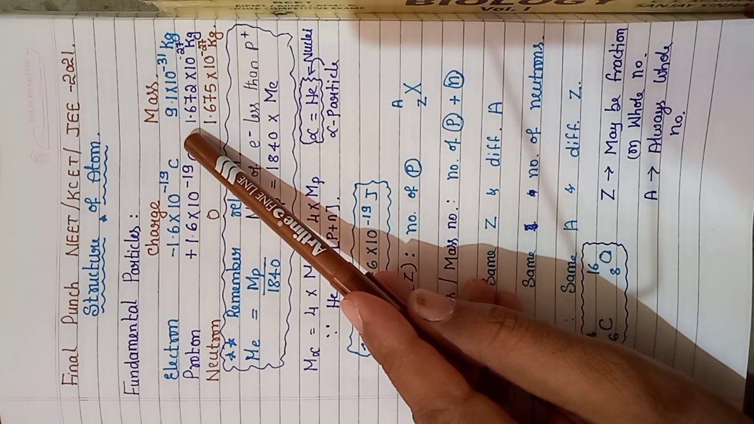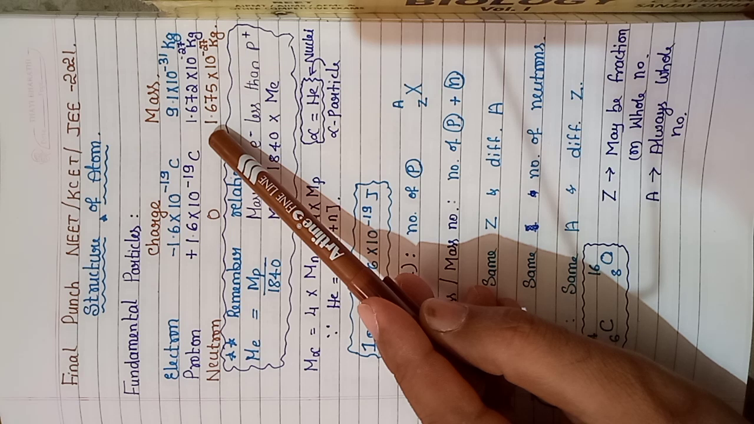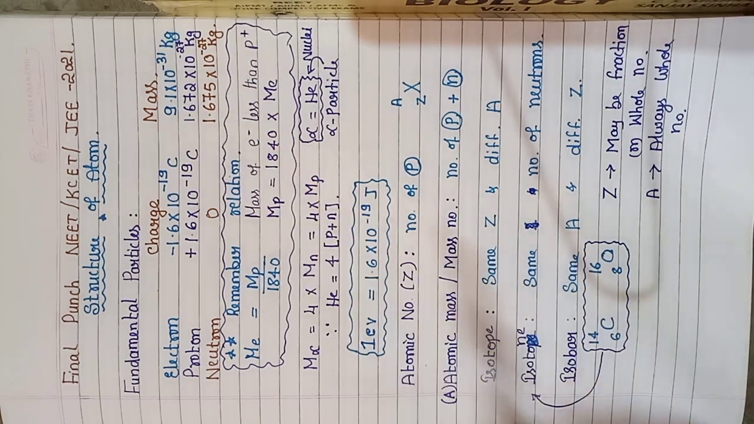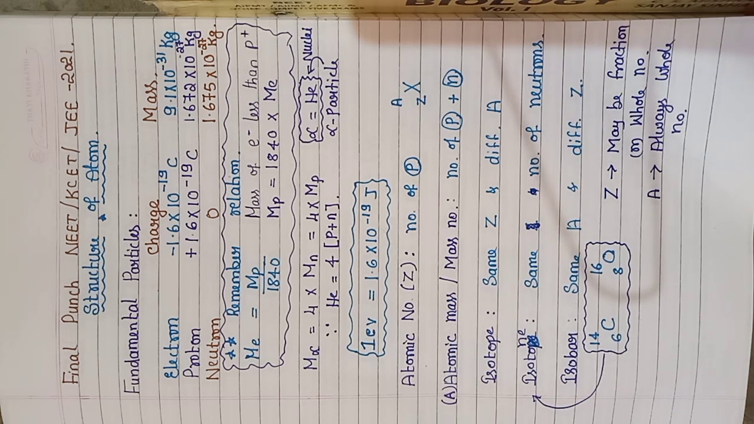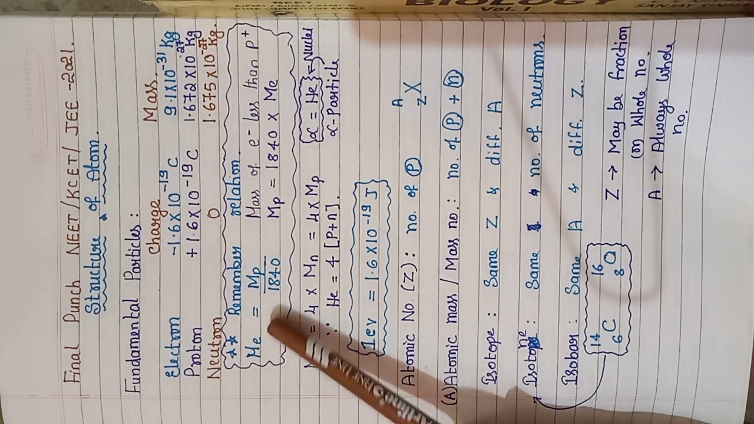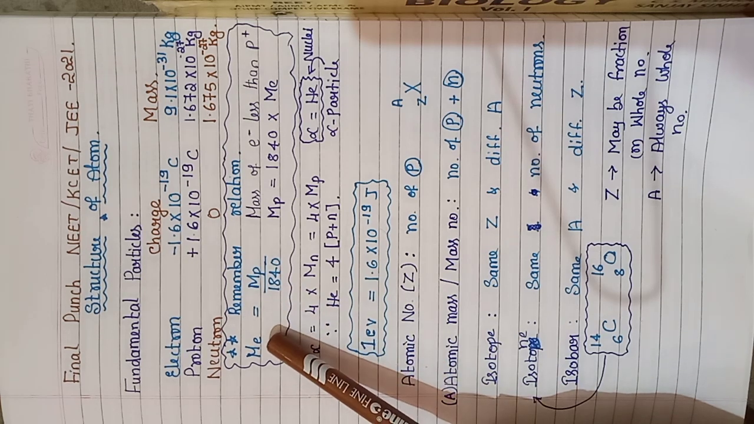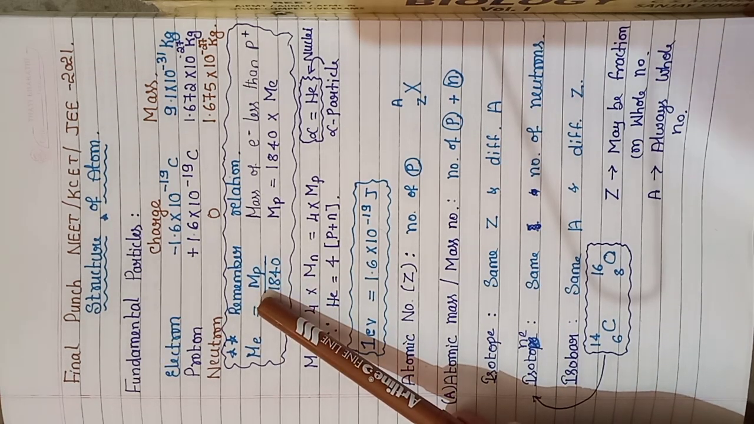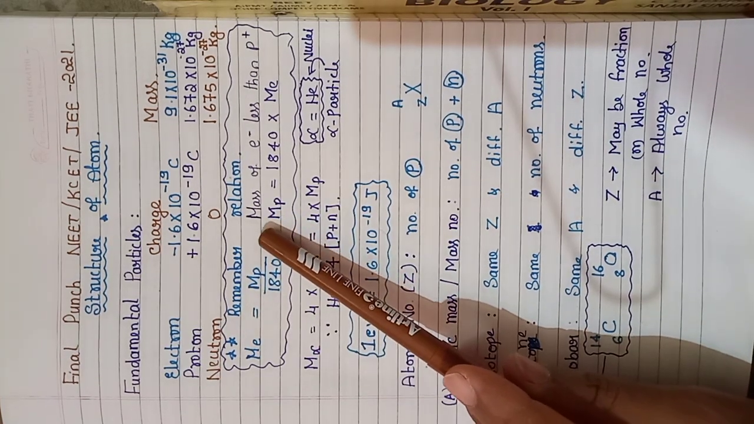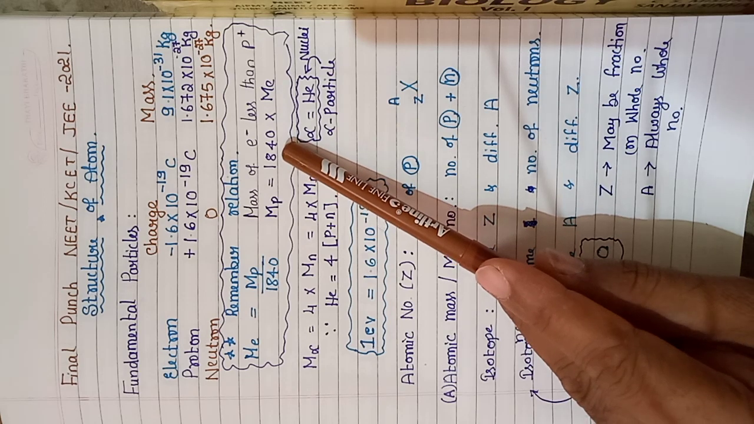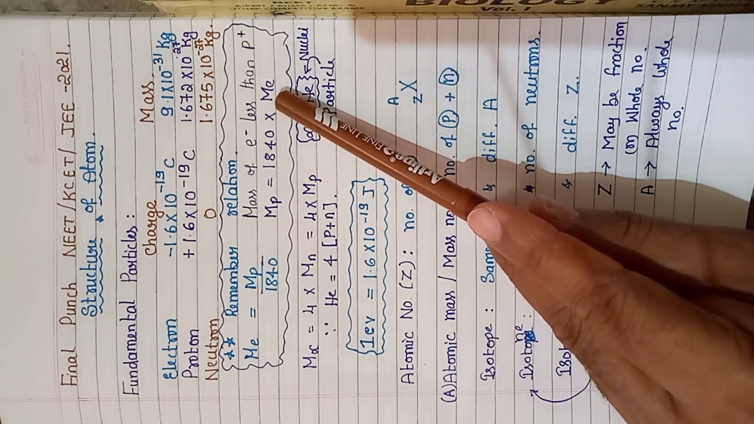Mass of proton is 1.672 into 10 to the power of minus 27 kg, and mass of neutron is 1.675 into 10 to the power of minus 27 kg. If you see clearly, the mass of proton and neutron is almost the same. And one more point we need to remember is the relationship between the mass of these fundamental particles. For example, the mass of electron is equal to the mass of proton divided by 1840, which means what? The mass of electron is very much lower than the mass of proton. So mass of electron is less than the mass of proton, or we can say mass of proton is 1840 times higher than that of mass of electron.